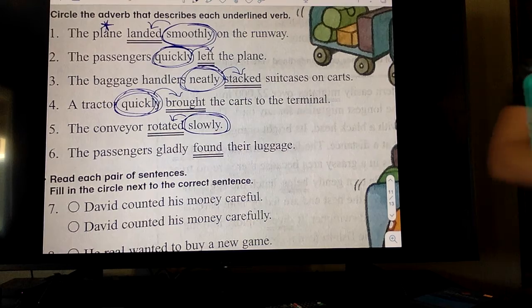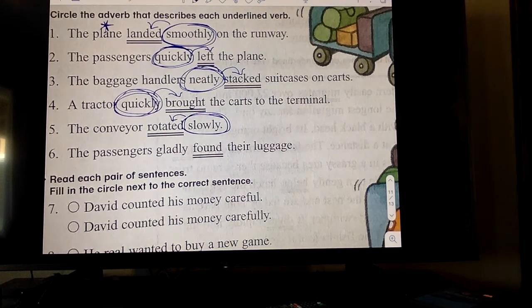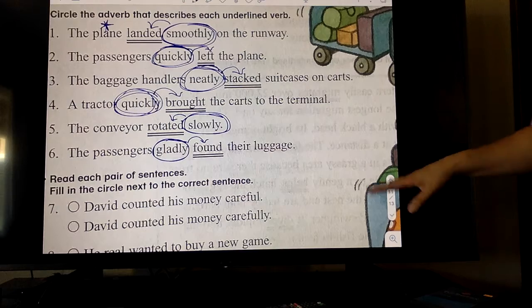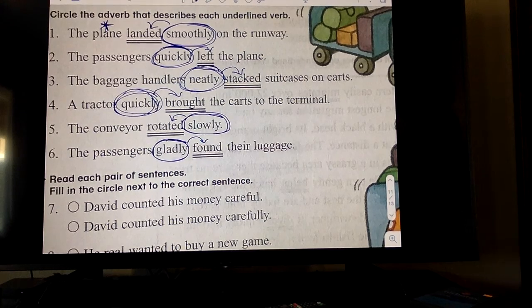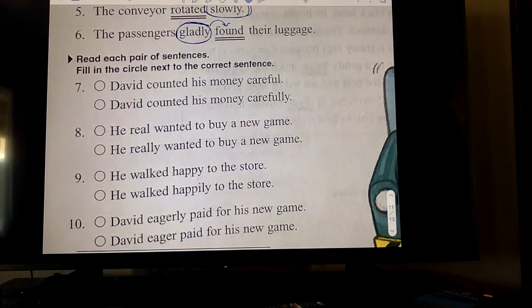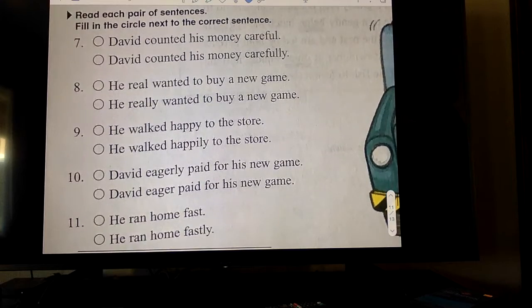The passengers gladly found their luggage. All right, how did they find their luggage? How was the luggage found? The luggage was found gladly. Yes. Looking for those ly words, even though they're not always ly. Okay, so let's go down to section 2 here.